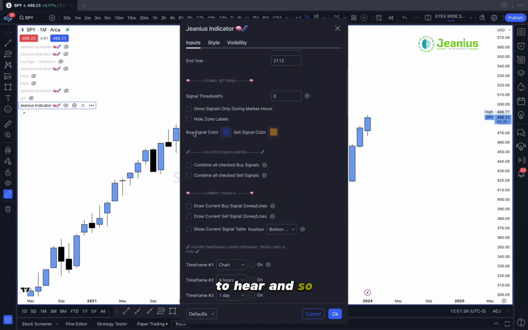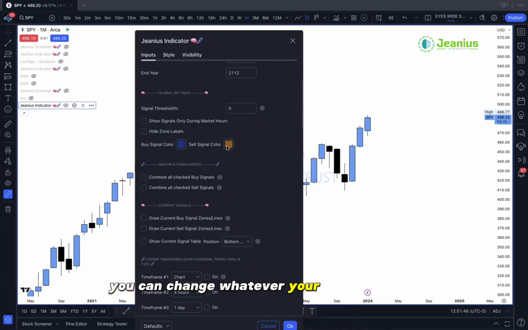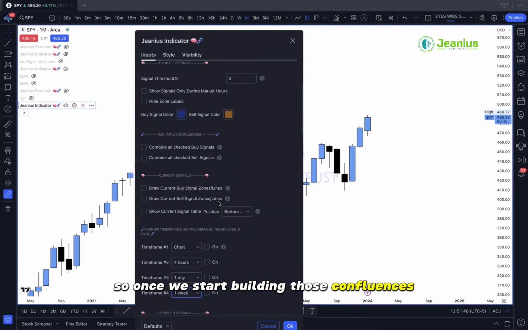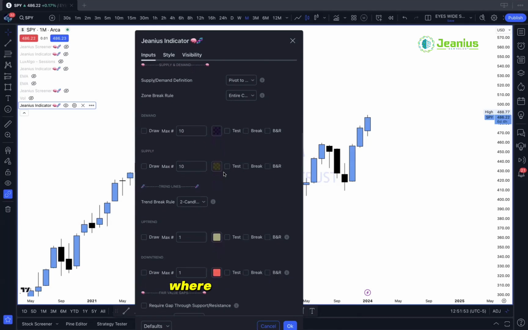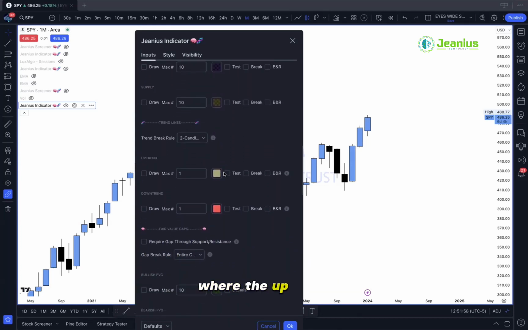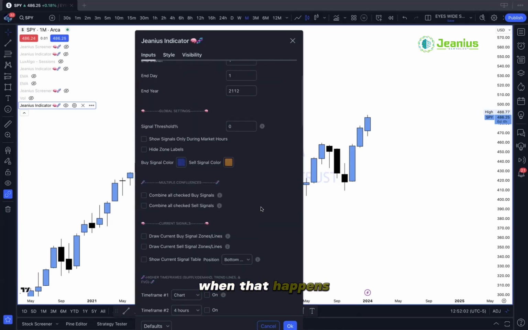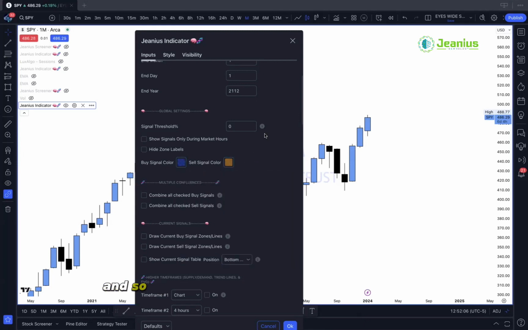And so this is also an important, unique thing that I like about the indicator, is the fact that you can change whatever your signal color is. So once we start building those confluences, or just start attaching those signals, where the indicator tells us where the demands and the fair value gaps and the trend lines, and where the uptrend, downtrend is forming, we're able to toggle on what color we would like. And so I have multiple charts that I use, and sometimes my sell is red, sometimes my sell is black, and sometimes my sell is orange.